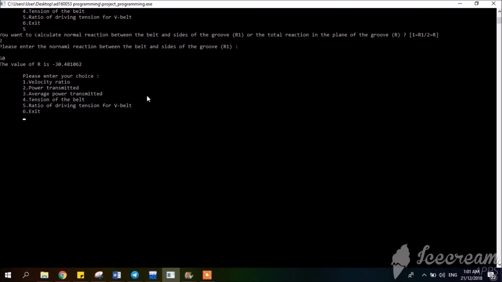And then lastly for this program is number 6. If the user wants to exit from this program, the user needs to enter number 6, and then we try number 6. Then that's it, we exit from the program.